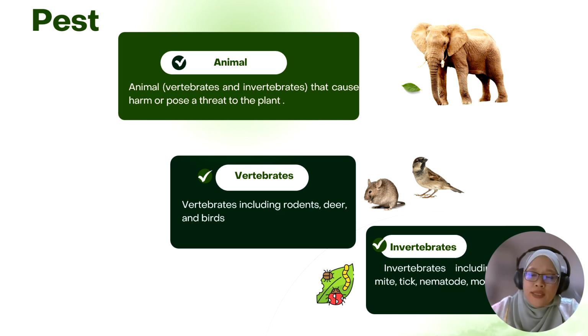While invertebrates, these are animals without backbones. The example includes insects such as aphids, beetles, and caterpillar. Aphid, for instance, suck plant saps, weakening the seedling. Mites and ticks, which are tiny but can cause serious damage to the leaves by sucking out cell content. Then nematodes, which are microscopic roundworms that attack plant roots, leading to stunted growth. Mollusks, like slugs and snails. These pests are especially problematic in moist environments and chew holes in leaves and stem.